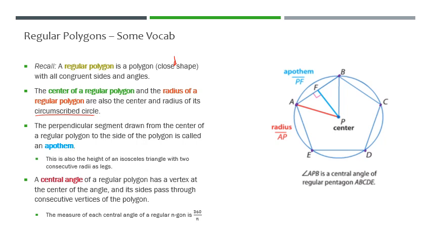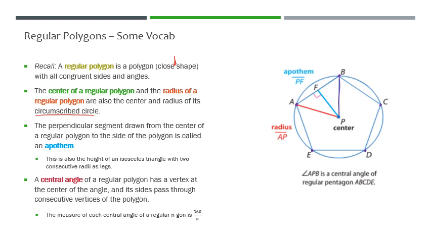So that's important. The center of circle P is also the center of the pentagon. The radius, maybe PA or PB, is also the radius of my pentagon. So the radius will be basically from the center out to a vertex. So we can't just say any old point anywhere on the side. It does have to be a vertex.